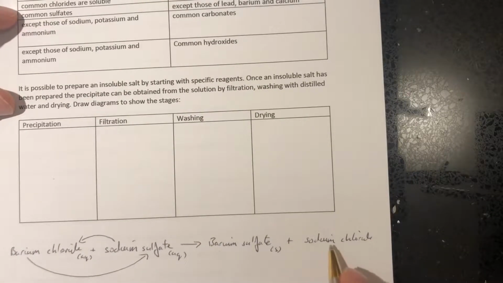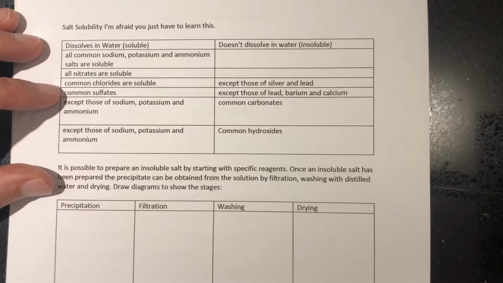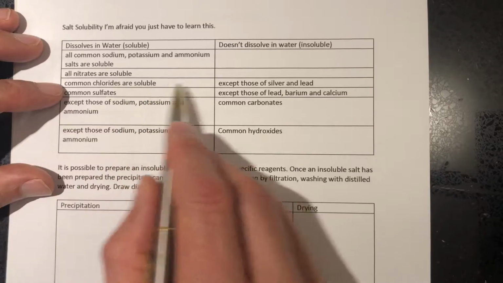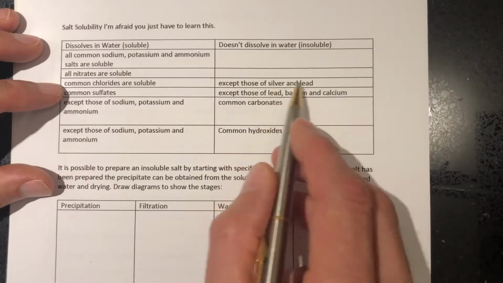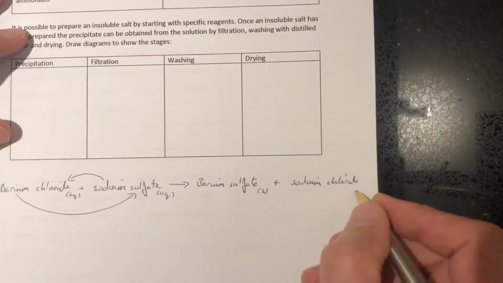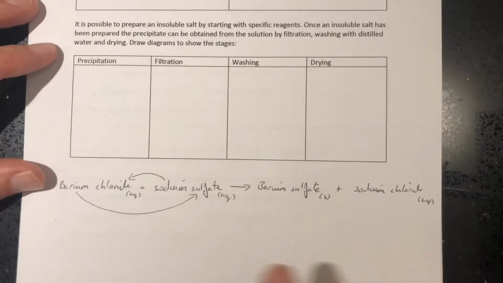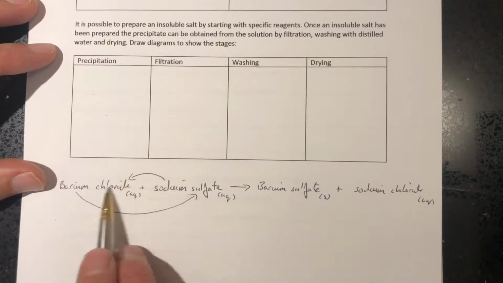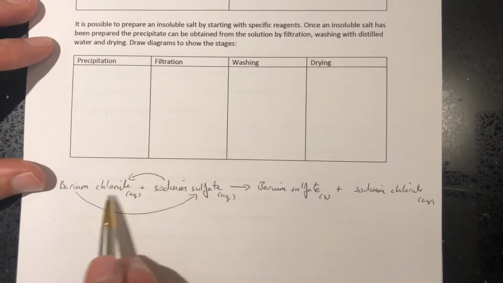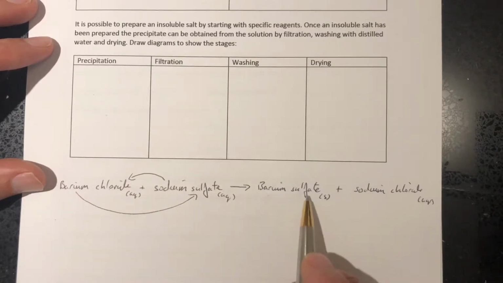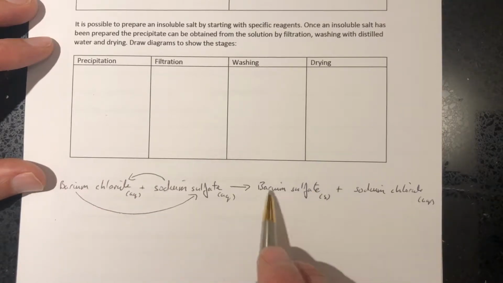Sodium chloride, well, I think we all know that sodium chloride is common salt, so seawater, so we know that dissolves in water, but let's check the table anyway. Common chlorides are soluble, except those of silver and lead. Well, sodium is not silver or lead, so they dissolve in water, so we can put an AQ next to that. So what this basically means, if you mix these two together, which are two soluble salts, so colourless solutions quite possibly, then what you will get is a precipitate. A precipitate is a solid that forms when the solutions mix. So you get a precipitate falling.